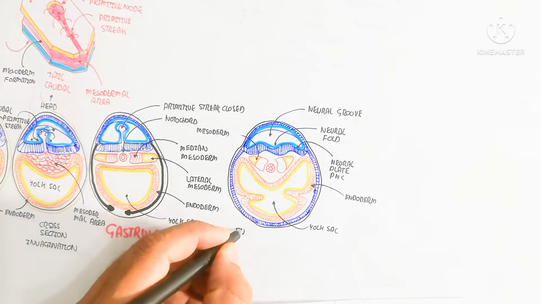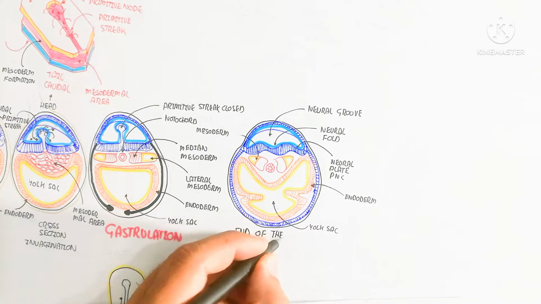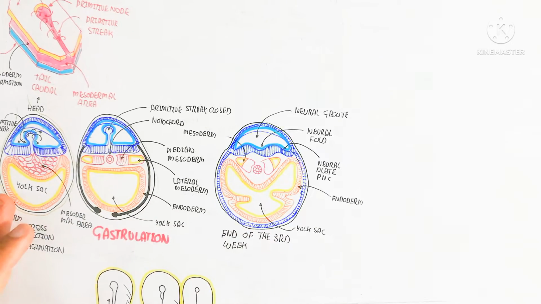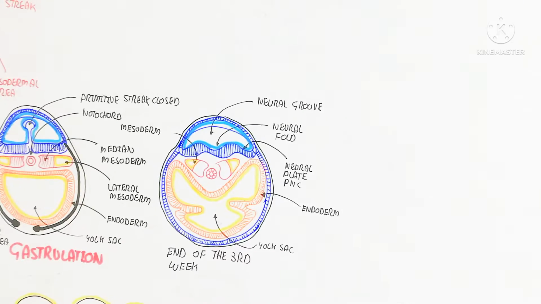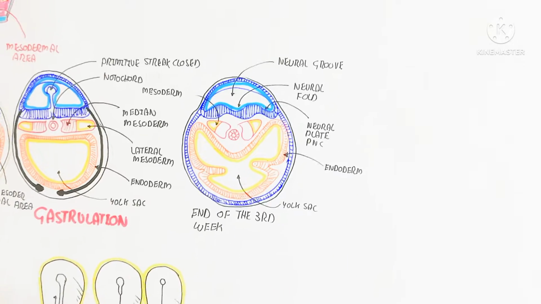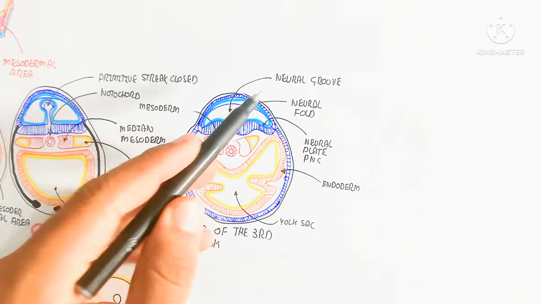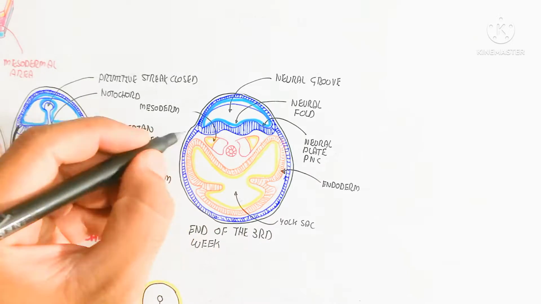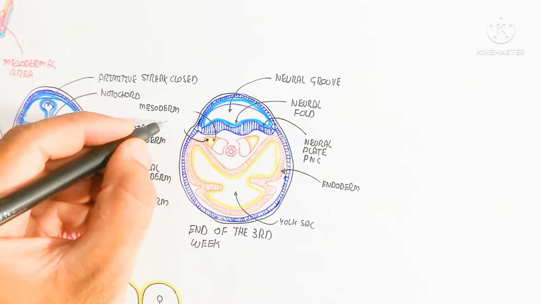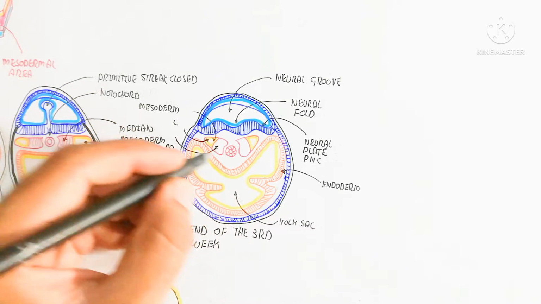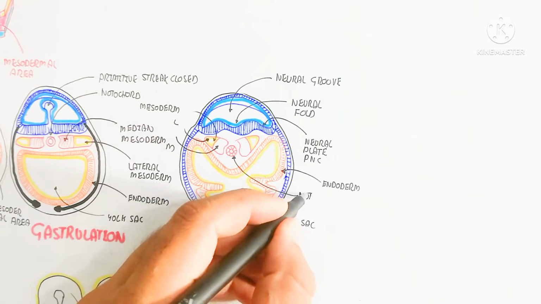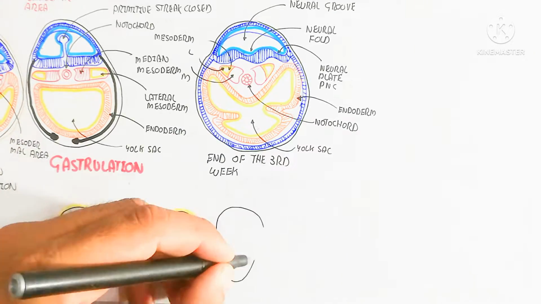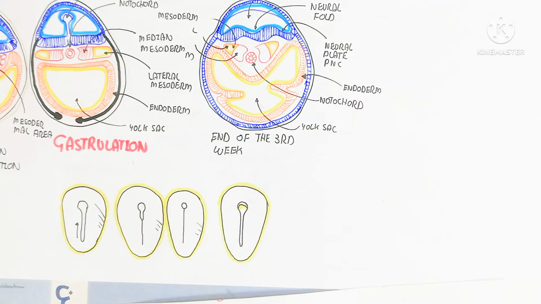Here you can see the blue color. The neural groove will begin to form and the neural fold will occur in the epidermis or ectoderm. The neural plate is used for peripheral and central nervous system formation, the precursor of the peripheral and central nervous system. When the neural plate forms, the neural fold will occur, which will create the central nervous system.